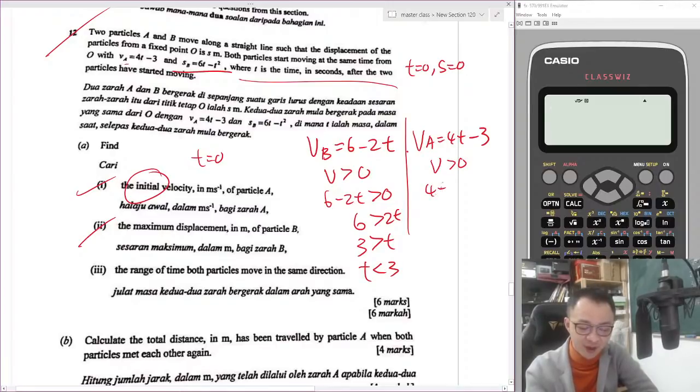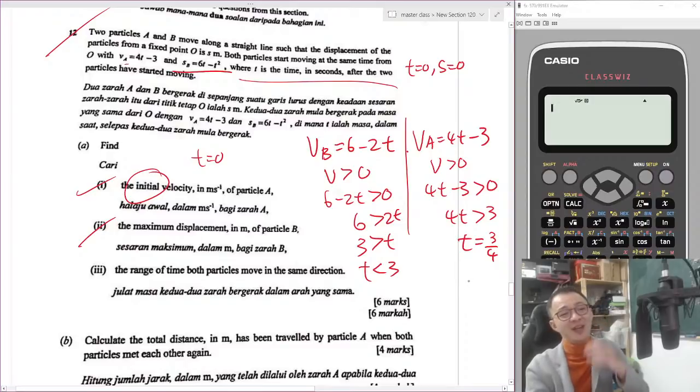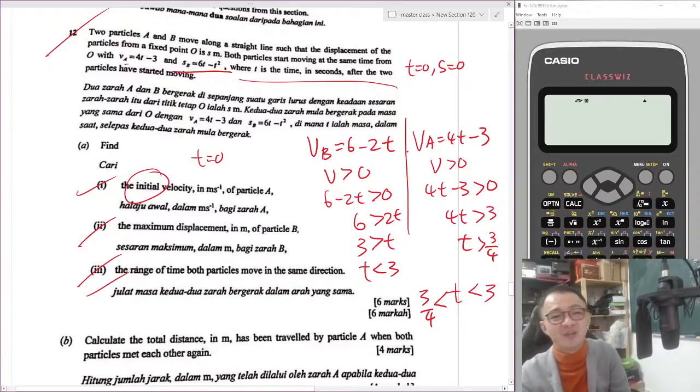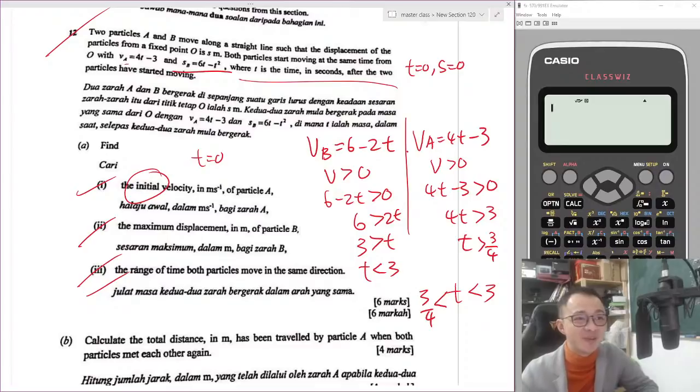This one, 4t minus 3 bigger than 0, 4t bigger than 3, t bigger than 3 over 4. Alright, then I know they have some intersection, right? Because less than 3 you can have 0, 1 or 2, and this one is definitely within here. So time must be less than 3 and bigger than 3 over 4. Yeah, this is the range of time I find. I'm not sure if it is correct or wrong. If you have the marking scheme, check for me whether this answer is correct or wrong.